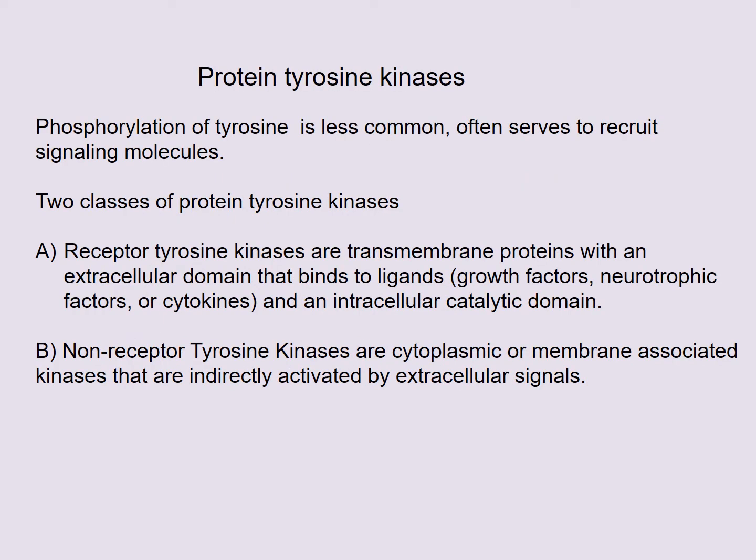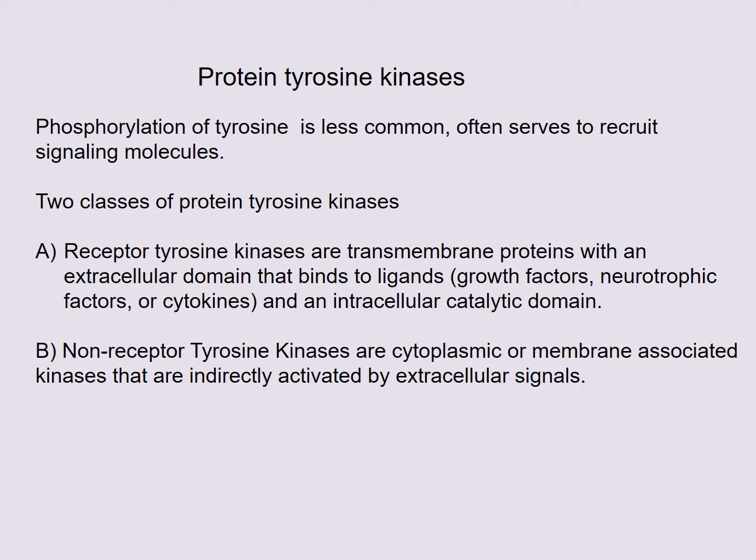So protein tyrosine kinases phosphorylate tyrosine. Tyrosine phosphorylation, much less common, often serves as a recruitment of signaling molecules, adapter molecules, which have a special domain called SH2 that recognizes phosphorylated tyrosine. There are two classes of protein tyrosine kinases. One very important class, also considered metabotropic receptors, is the receptor tyrosine kinases, which are transmembrane proteins that have an extracellular domain that will bind to the ligand, such as growth factors and neurotrophic factors, and also an intracellular catalytic domain, which can then phosphorylate tyrosines.